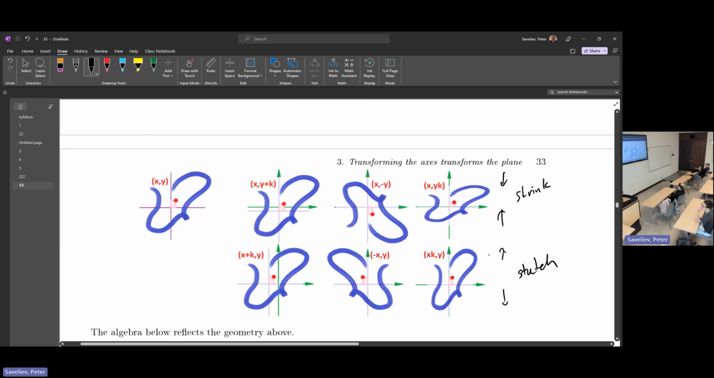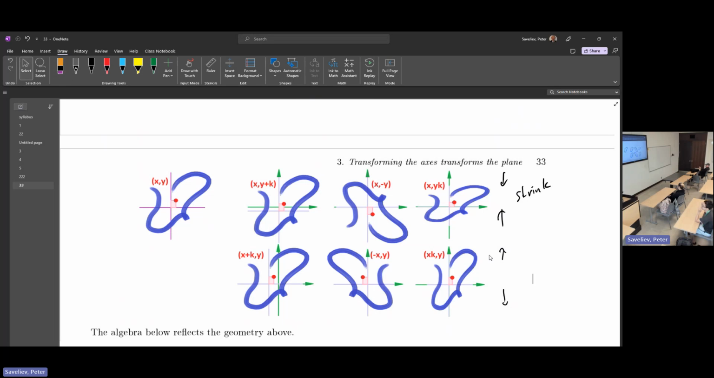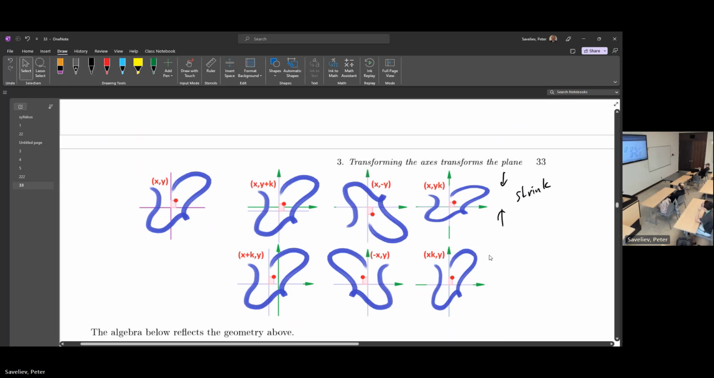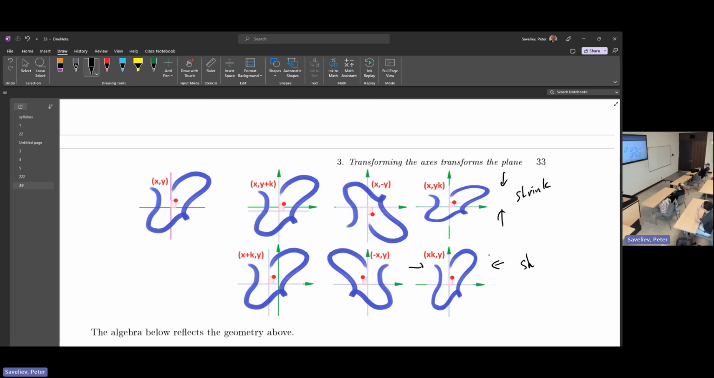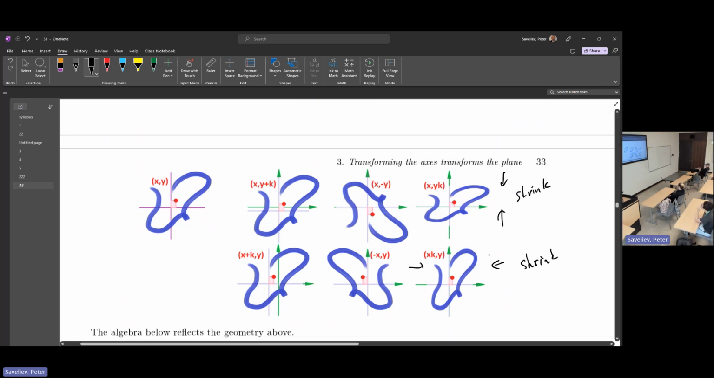So no, hold on a second. It is a shrink. Just like this. I was looking in the wrong place. So this is still a shrink. You see, this is a shrink. So the original picture on the left became kind of narrower. That's the shrink.